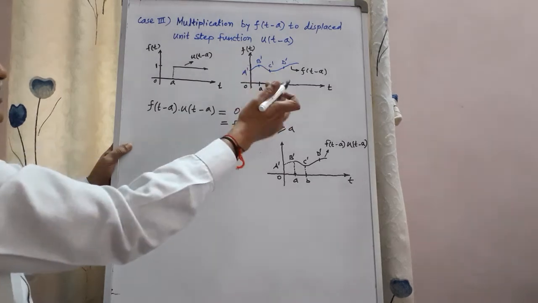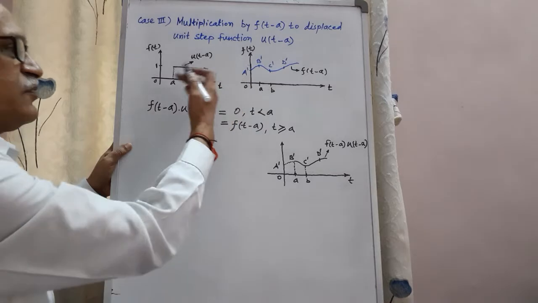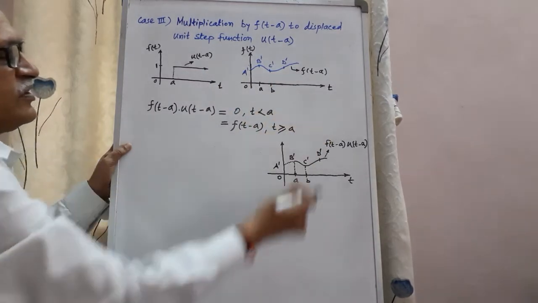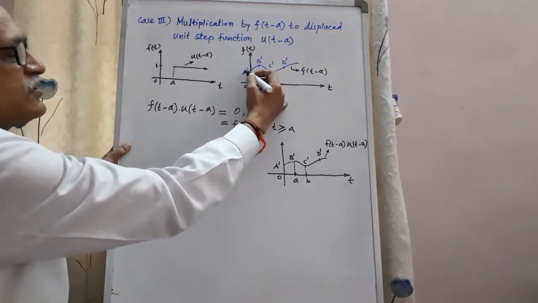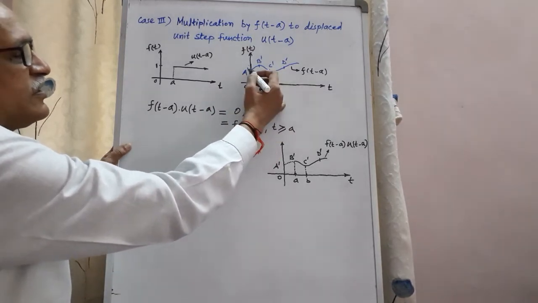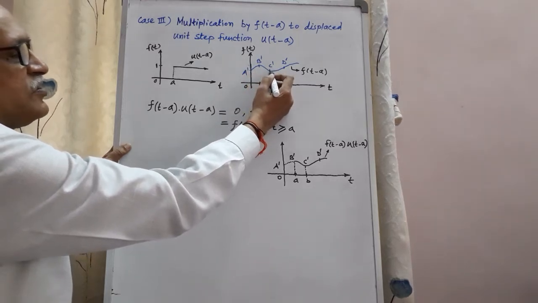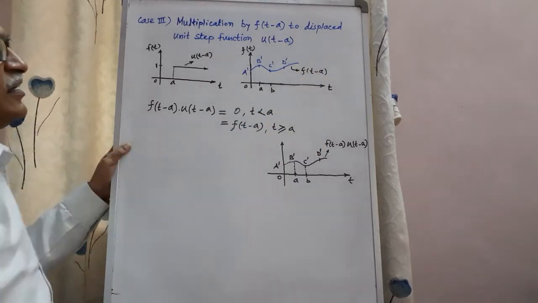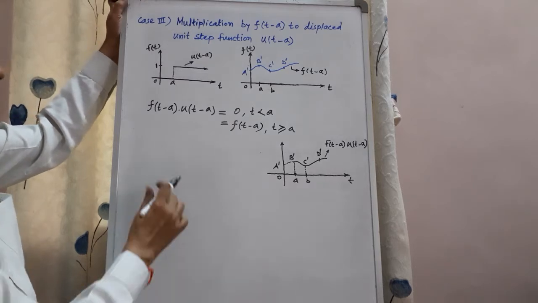f of t minus a means whatever f of t we have considered, each point is displaced by a distance a towards the right, and therefore the figure is shifted. This becomes point a dash, this becomes point b dash, c dash, d dash, and like this. This represents the displaced function f of t minus a.